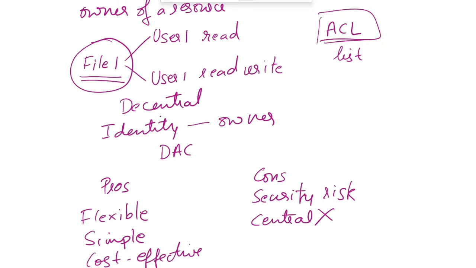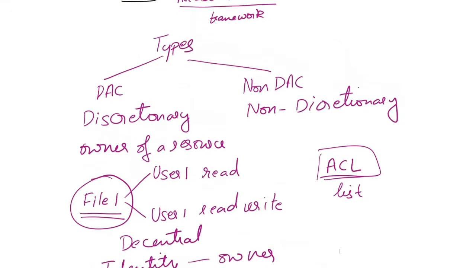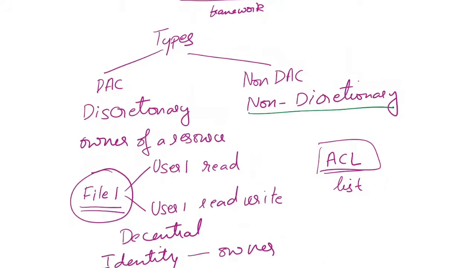And DAC can also be very challenging to manage in large organizations with many resources and users, as it becomes very challenging to keep track of all the access permissions that are granted. Now let's see what is the non-discretionary access control model.